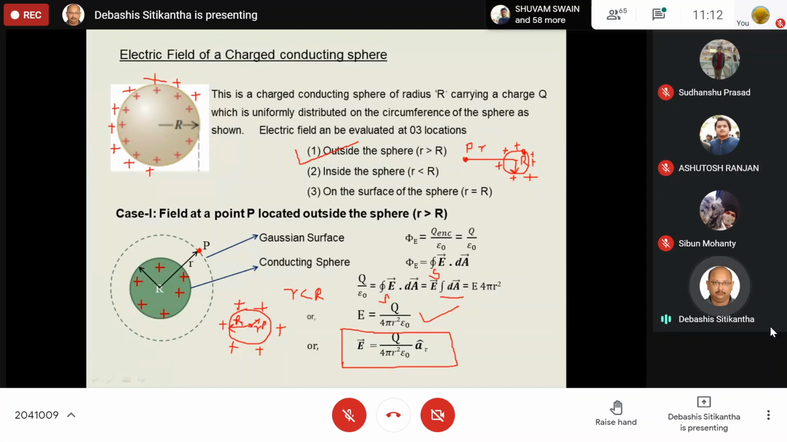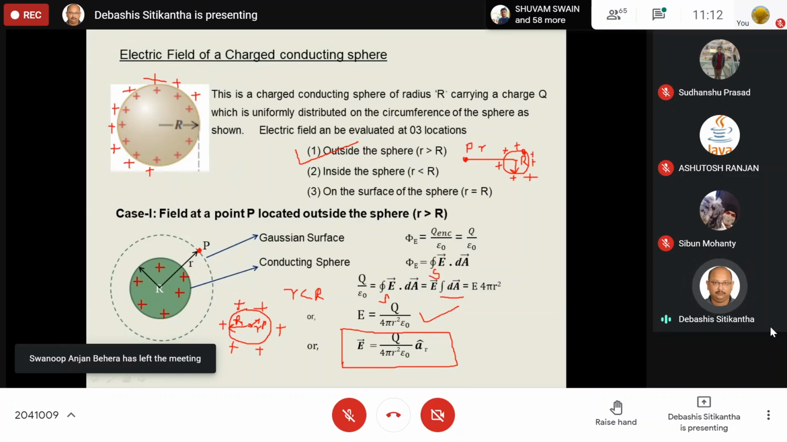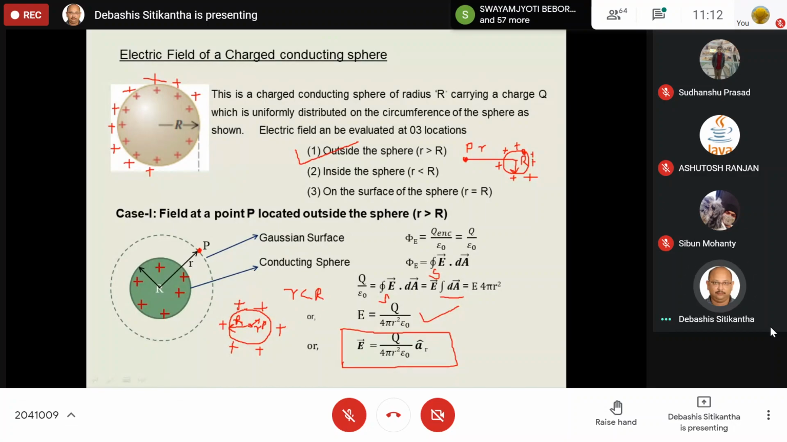Now, let me tell you the procedure. As we all know, the first thing is that we have to draw a Gaussian surface, and in this case, the Gaussian surface is again going to be a sphere centered at the center of the conducting sphere. But it is going to pass through the point P, and this point P is going to have a distance of r from the center of the conducting sphere.